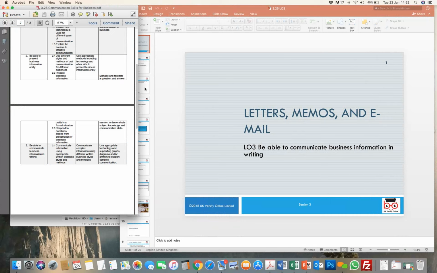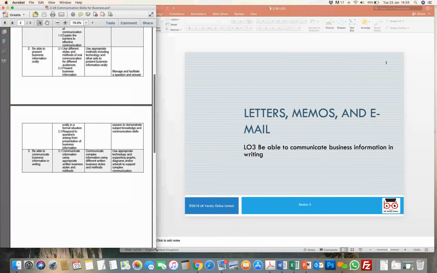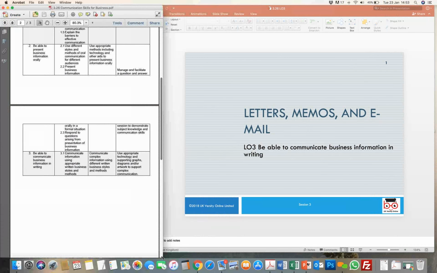So we're going to be continuing on our unit, which is communication skills for business 3.26, and we are looking at covering learning outcome 3 today, which is to use appropriate written styles and methods to be able to send across formal or official communication to an organization or a business.